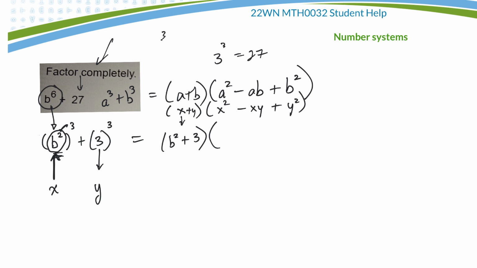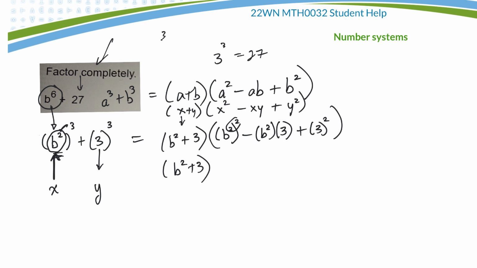Now x again is b squared, so that would be b squared, but then I have that other squared up there. Minus x is b squared, and y is 3. So b squared times 3 plus y is 3, so this would be 3 squared. Okay, the first one I can't simplify, so just leave it.